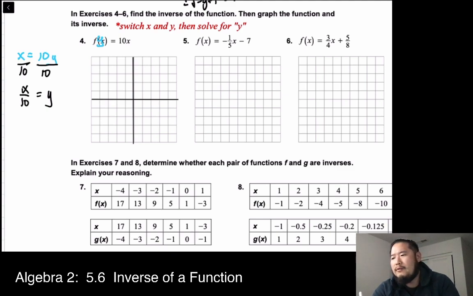Let's go ahead and graph our functions. Okay, so the first function right here is y is equal to 10x. Remember, we always want to start off by figuring out, well, what is our y-intercept? There is no y-intercept, it's technically plus 0. So we'll start at the origin. And then remember, 10 right here represents the slope, rise over run.